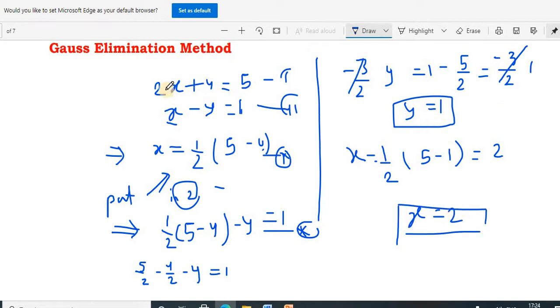If you cross-check, 2 into 2 plus 1 is 5, and 2 minus 1 is 1. So this satisfies the given equations. So this is the Gauss elimination method. What I do is eliminate the first variable from the first equation, substitute that value in the next equation, and so I get the value of the second variable y. Once we get the value of the second variable, we back substitute it and get the value of x.